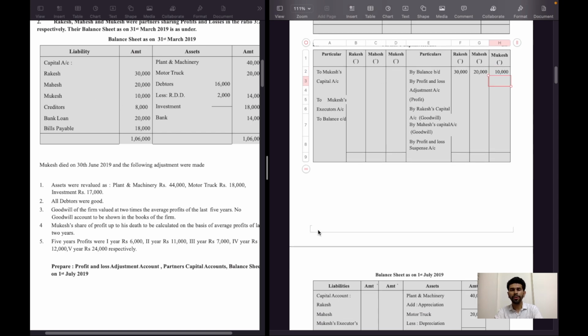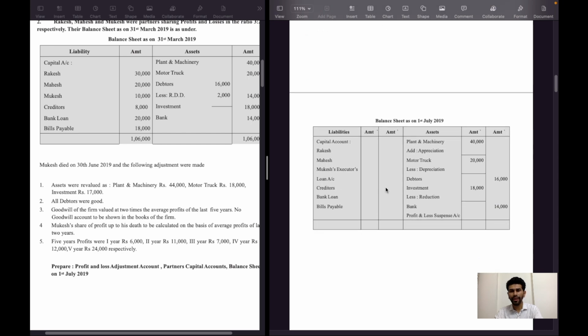Creditors 8,000 rupees, balance sheet liability side creditors 8,000 rupees, bank loan 20,000 rupees, and bills payable 18,000 rupees. No adjustment related to creditors, bank loan, and bills payable is given, so we will record as it is.